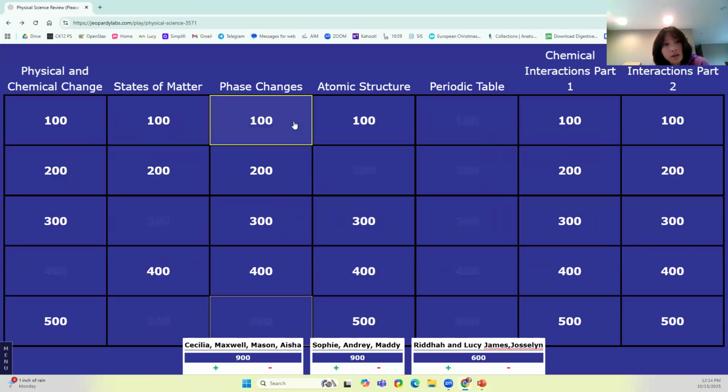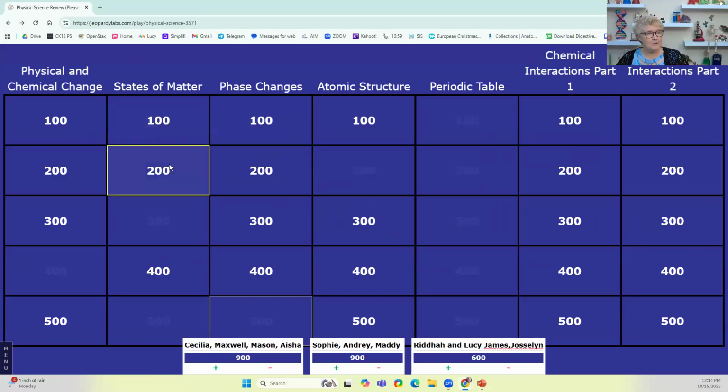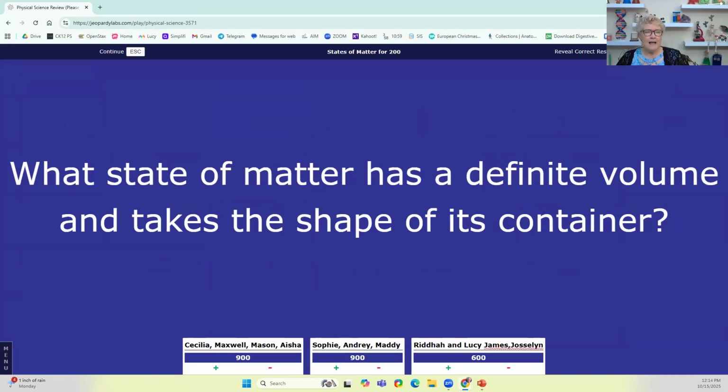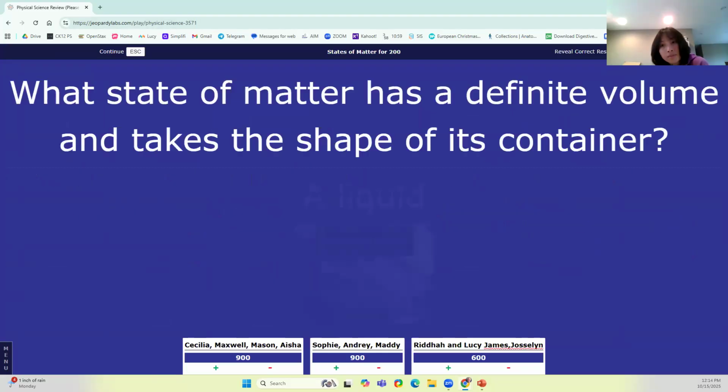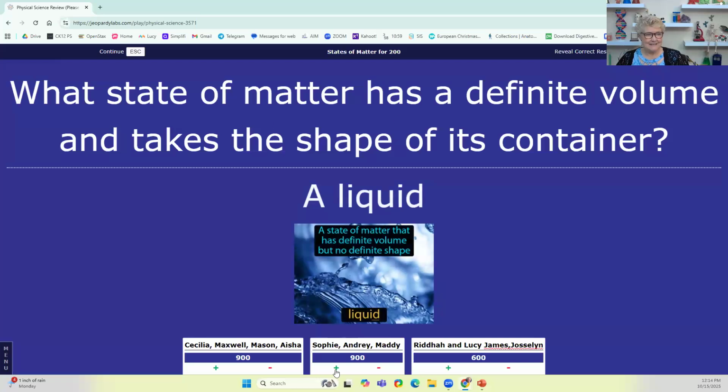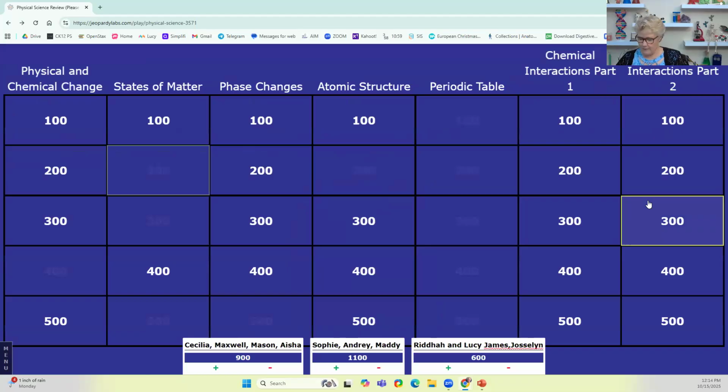States of matter 200. What state of matter has a definite volume and takes the shape of its container? Liquid. Yeah, that is a liquid. Very good. Liquid does that. All right, so Sophie's team gets the points, and now we are to Rita.